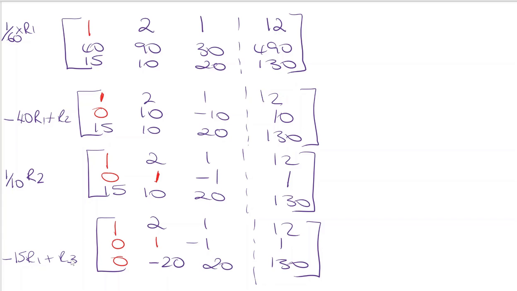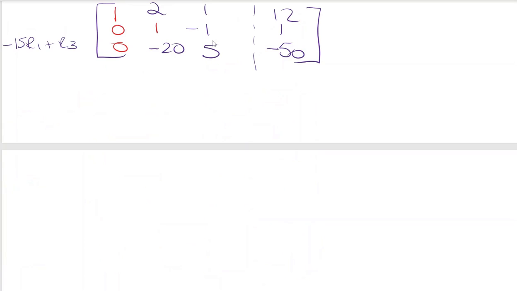And we've got a 20 here. So minus 15 times 1 is minus 15 plus 20. So this will be 5. And then minus 15 times 12 is minus 180, plus 130. So this will be minus 50. So now we need to look at changing this minus 20.